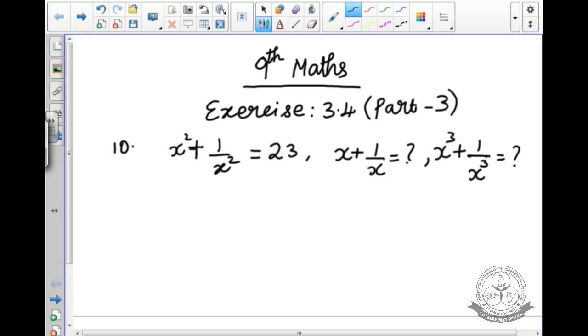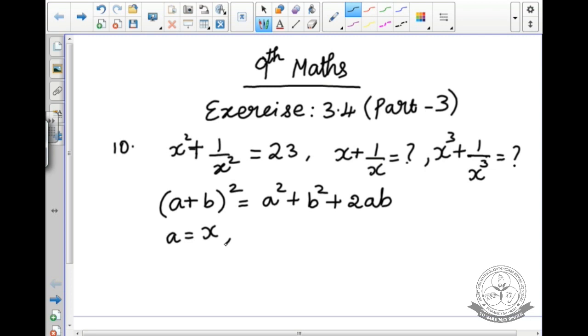So x square plus 1 by x square value is given, that is equal to 23. From that we are going to find x plus 1 by x. It depends upon the squares. So we know the formula a plus b whole square is equal to a square plus b square plus 2ab. In this you are going to substitute a is equal to x and b is equal to 1 by x.